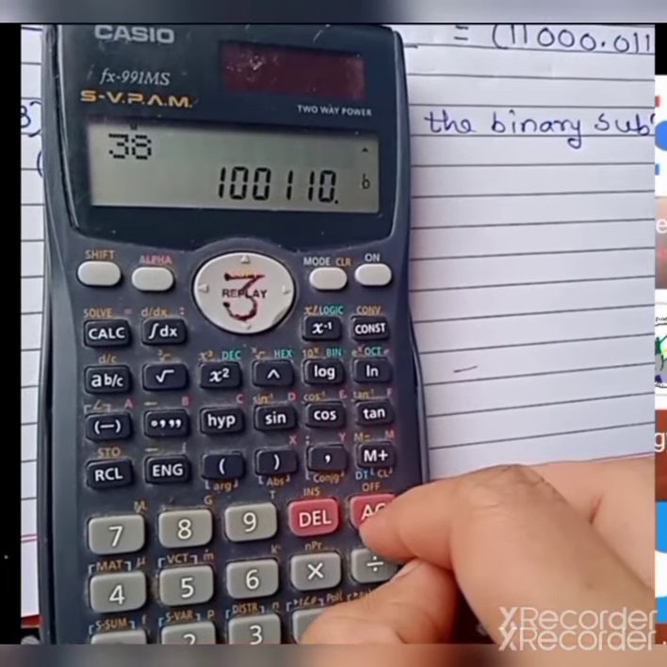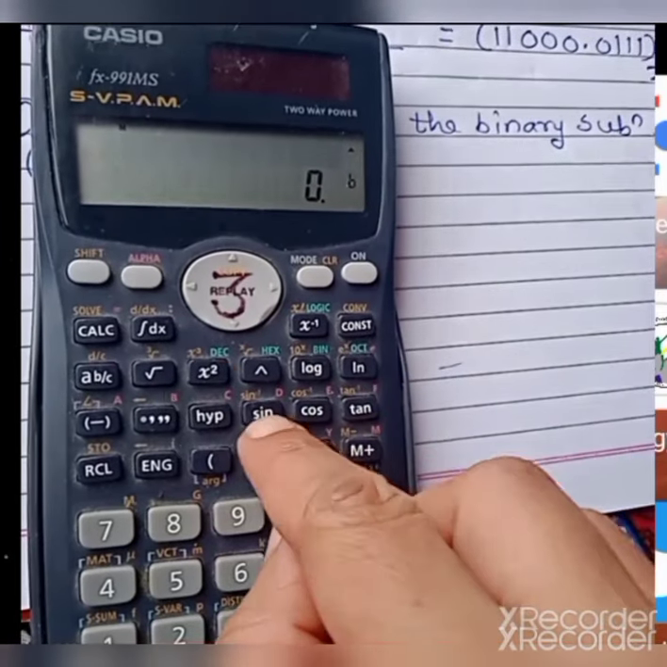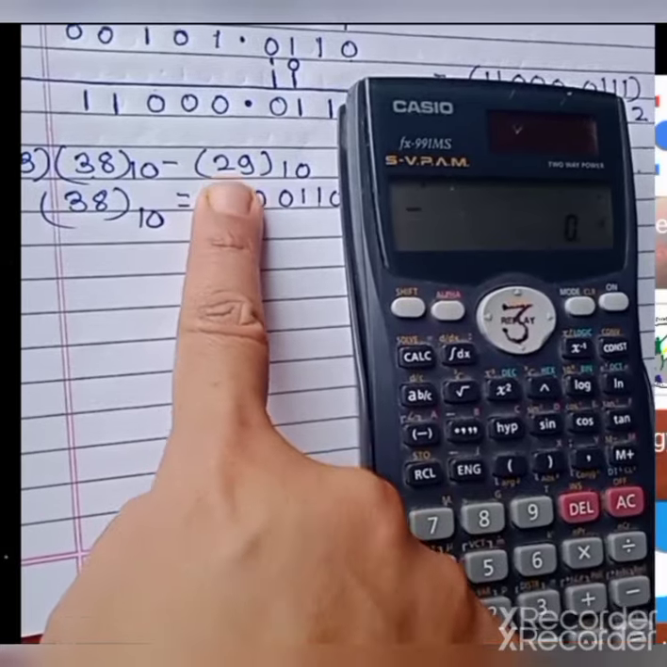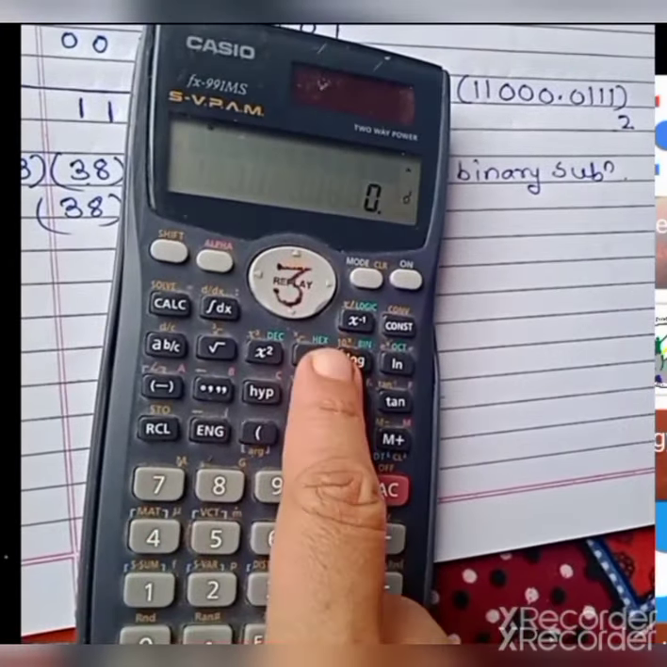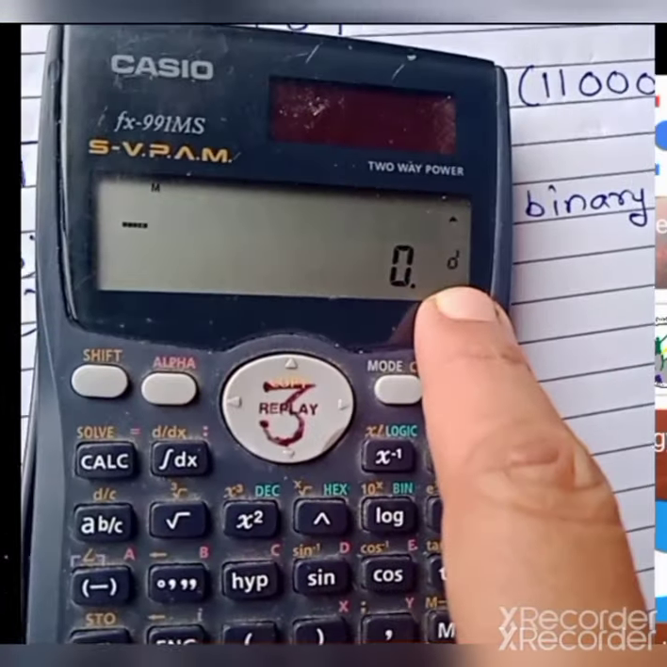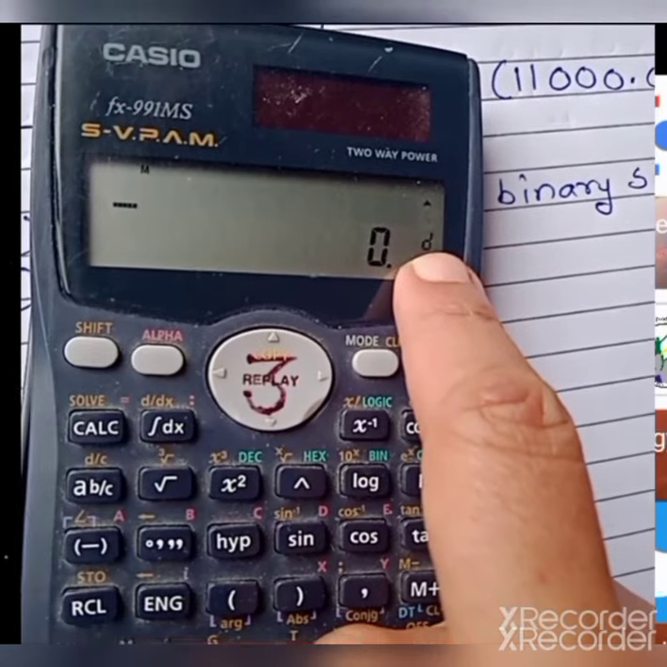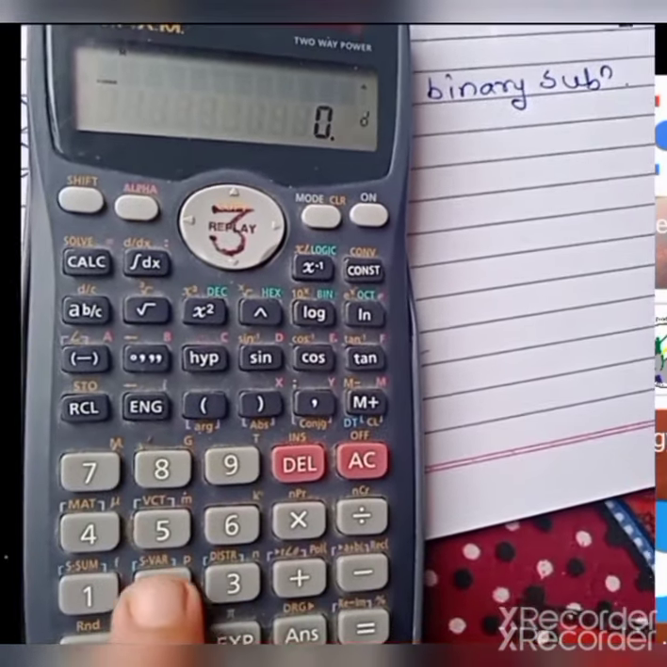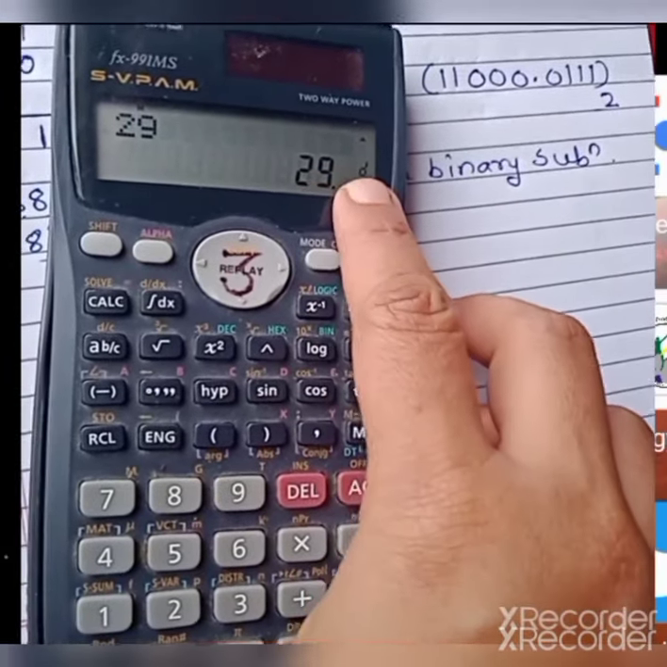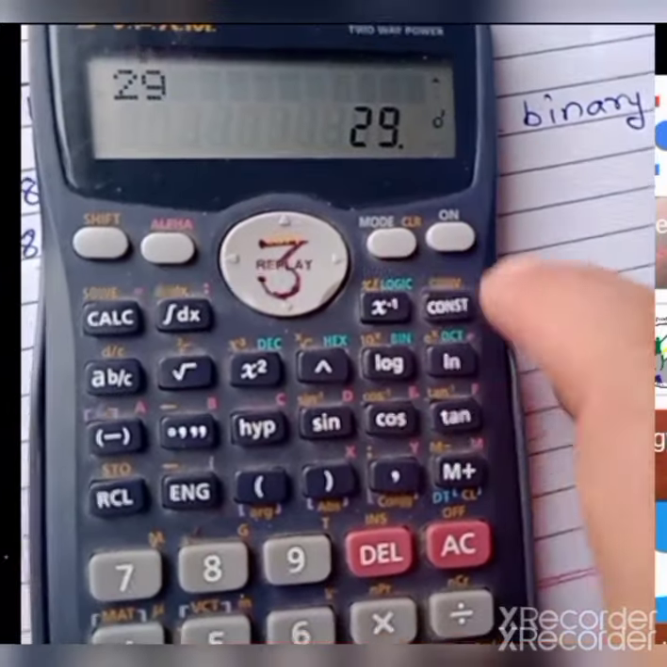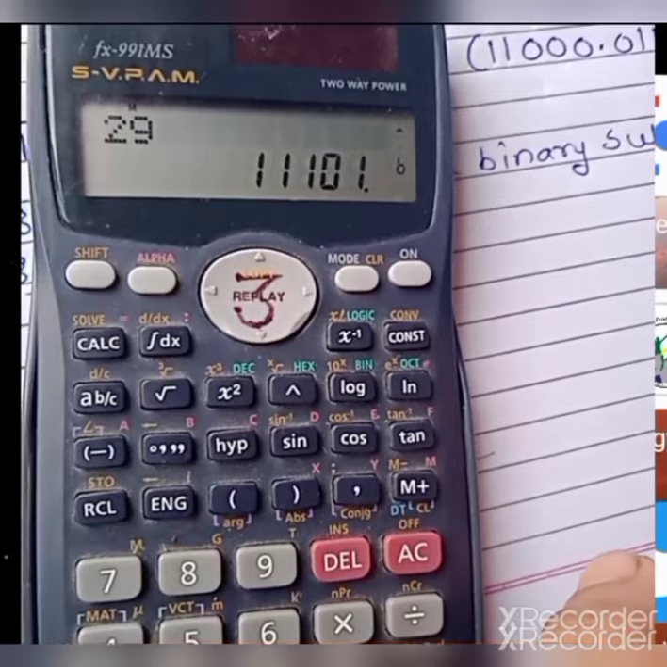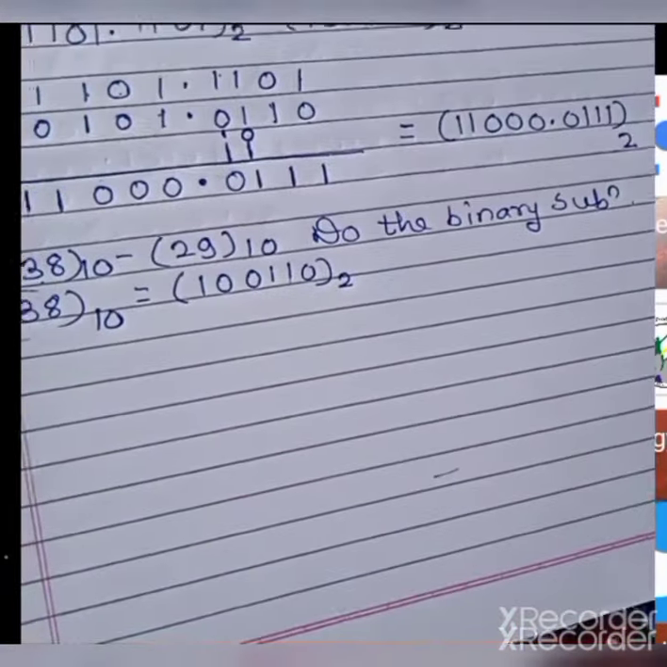Now again we'll press decimal because we have to find out the binary for 29. So I have changed the mode just by pressing this decimal. So D is displayed now on your screen. Now we have to find out 29. So we'll press 29 and press the equal to button. So this is your 29 in decimal, and you have to convert this number into binary. So just press this button. This will give you the binary number of 29, so 11101.